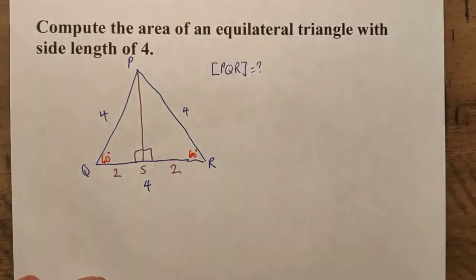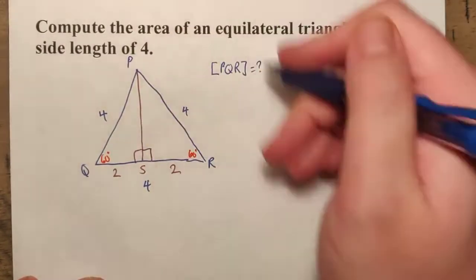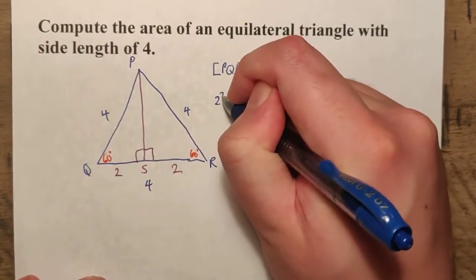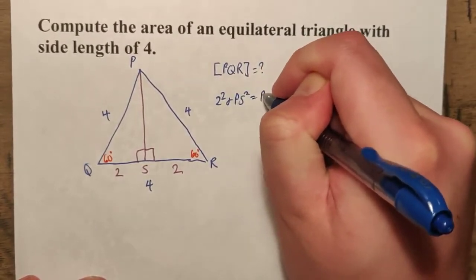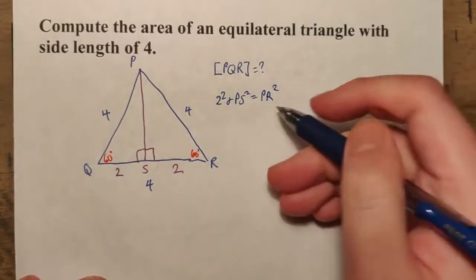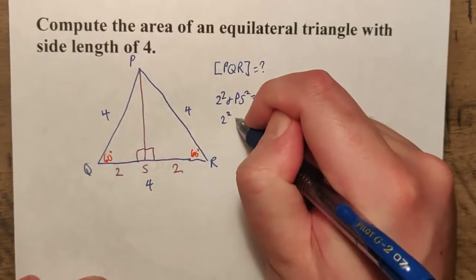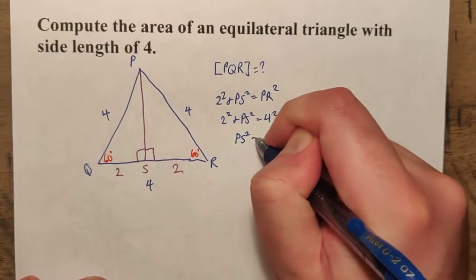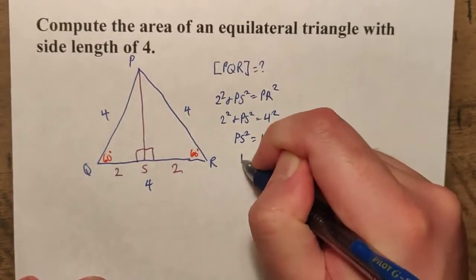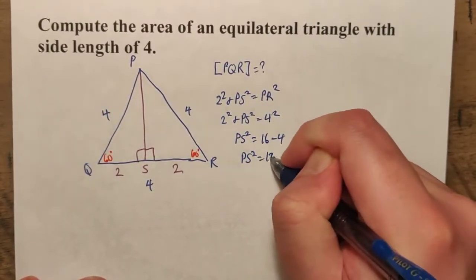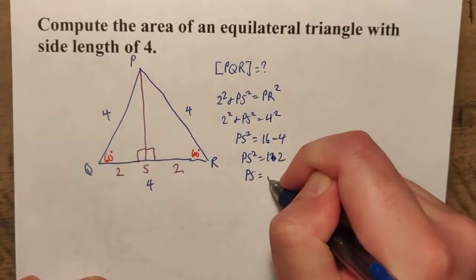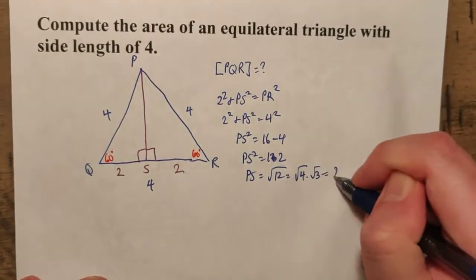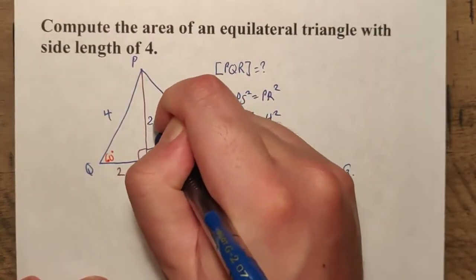Now, we don't know what PS is, but I think we can figure that out here by using the Pythagorean theorem. So, therefore, we can say here that 2 squared plus PS squared equals PR squared. Or I guess I should have put in 4 here. We can do that now. 2 squared plus PS squared equals 4 squared, right? So therefore PS squared is going to equal 16 minus 4. So PS squared is 12. So PS is therefore the square root of 12, which, again, we can pull out a square root of 4 here, and we're left with 2 radical 3 like so.